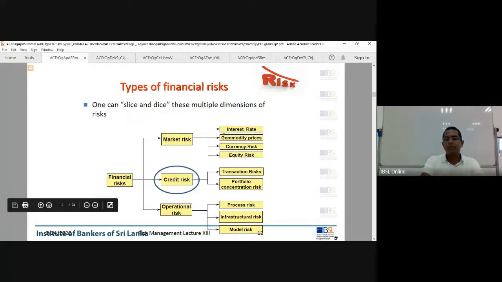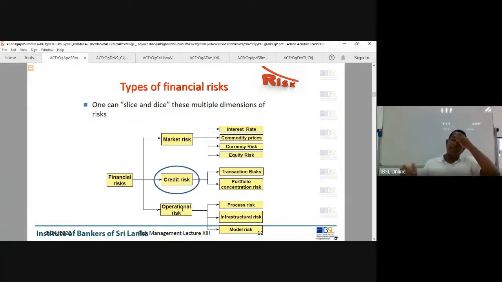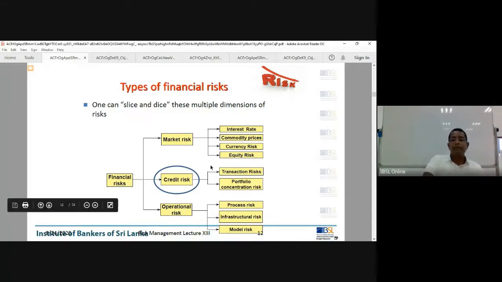We have market risk, which arises from interest rates, commodities like gold, crude oil, trading, those things, currency, foreign currency, equity, which is the share market. Whereas operation risk is the risk that happens from people, processes, procedures, and systems, which is process risk, infrastructure risk and model risk, right? So any risk arising from people, processes, procedures and systems we call operation risk, like frauds. It can be a fraud, it can be a mistake, it can be a robbery, it can be environmental damage or anything, right? So credit risk comes in two lines, which is transaction risk and the portfolio concentration risk.